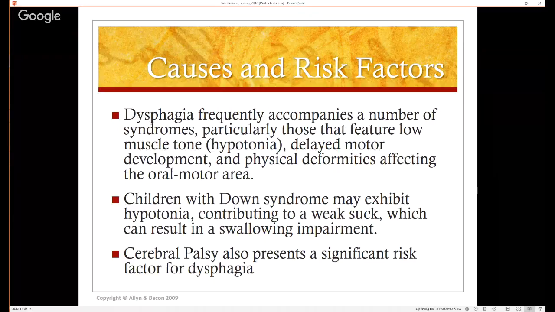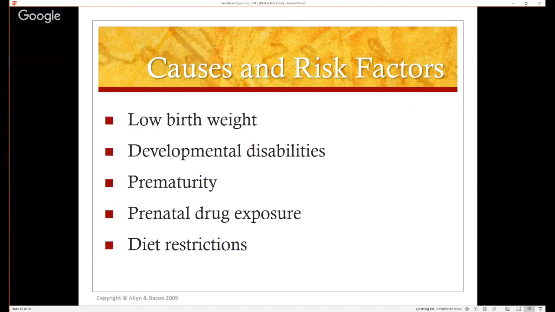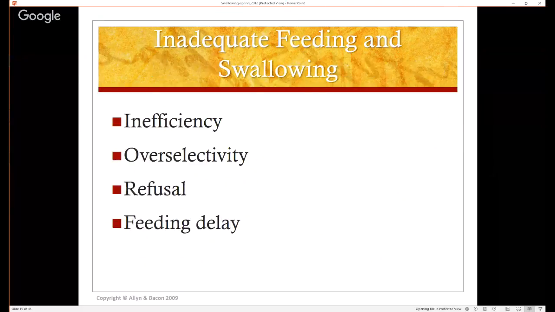I have children currently on my caseload who have both Down syndrome and cerebral palsy, and feeding and swallowing are definitely issues across the board for children with Down syndrome and cerebral palsy, at least in my experience, whether it's a weak suck or just resulting from the low muscle tone that they experience. Low birth weight, developmental disabilities, prematurity, prenatal drug exposure, and diet restrictions contribute to the causes and risk factors.